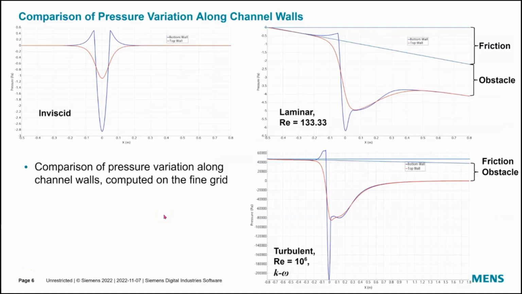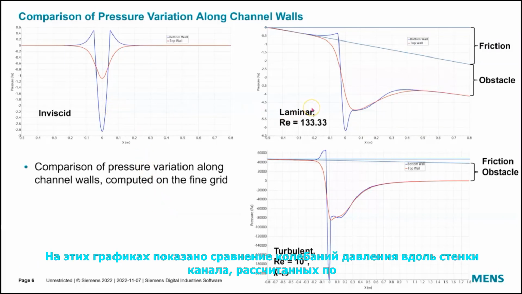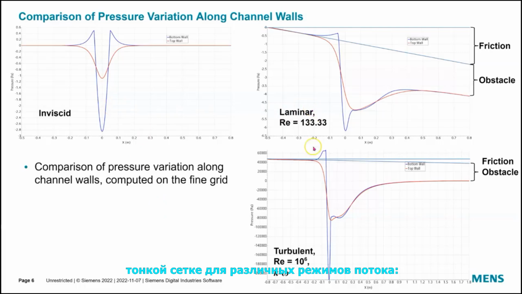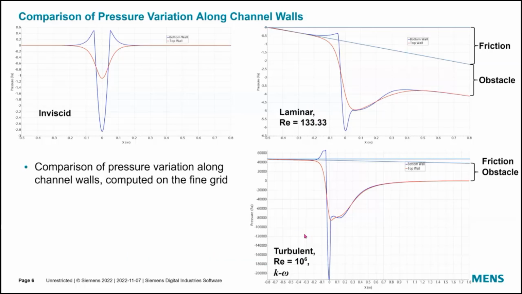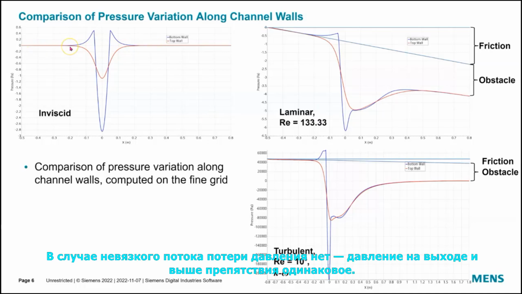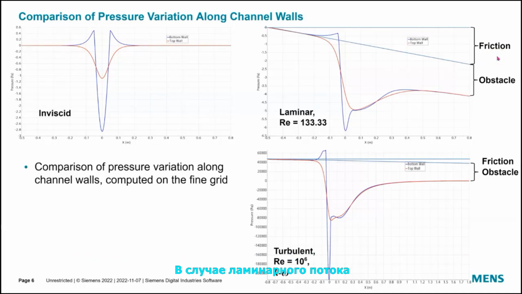These plots show the comparison of pressure variation along channel walls computed on the fine grid for different flow regimes: inviscid, laminar at the Reynolds number 133.33, and turbulent at the Reynolds number 1 million computed with the k-omega turbulence model. There is no pressure loss in the case of inviscid flow. Pressure is the same downstream and upstream of the obstacle. In the case of laminar flow, pressure loss due to the obstacle is roughly the same as the friction loss. In the case of turbulent flow, however, pressure loss due to the obstacle is about 5 times larger than the friction loss.